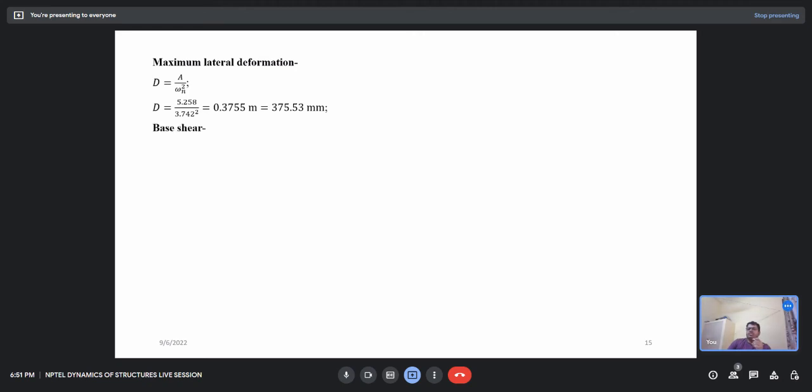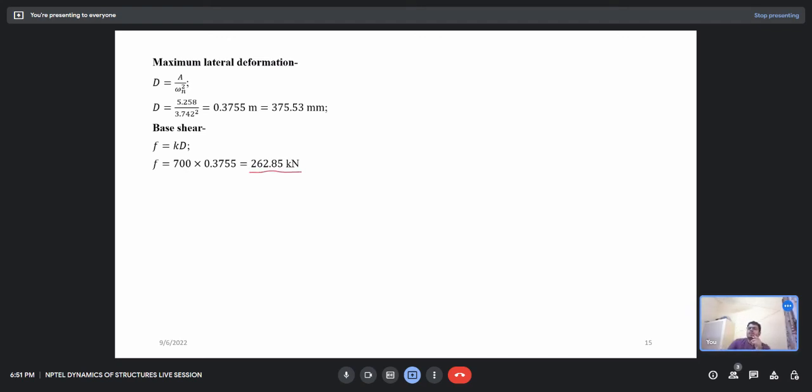Now the base shear can be calculated directly as F equal to kd. The stiffness of the system is given as 7,000 kilonewton per meter. If you multiply it with the displacement, you can directly find the base shear, 262.85 kilonewton.